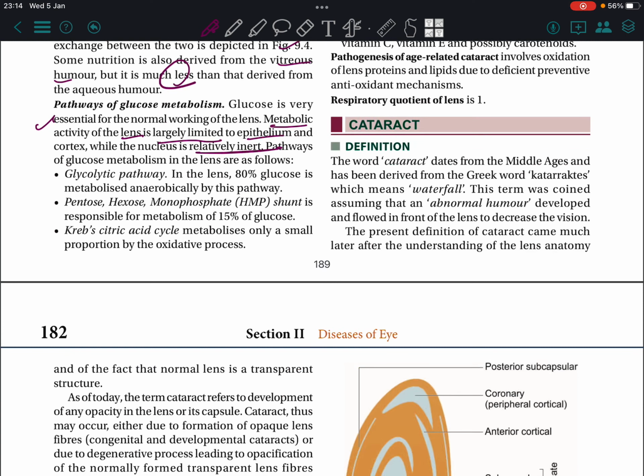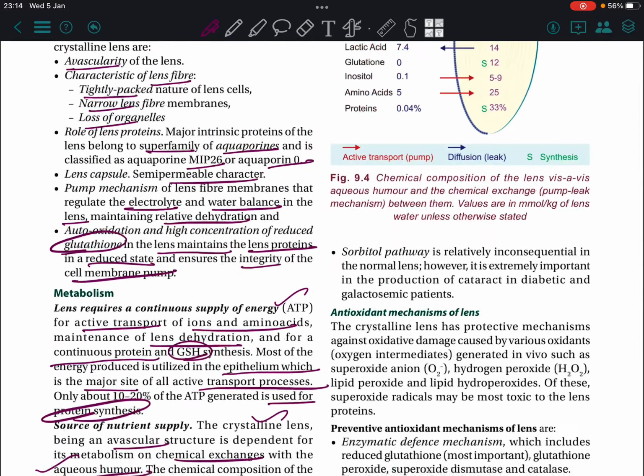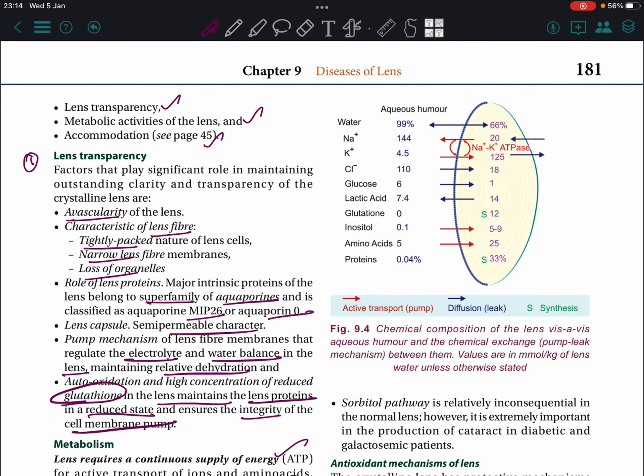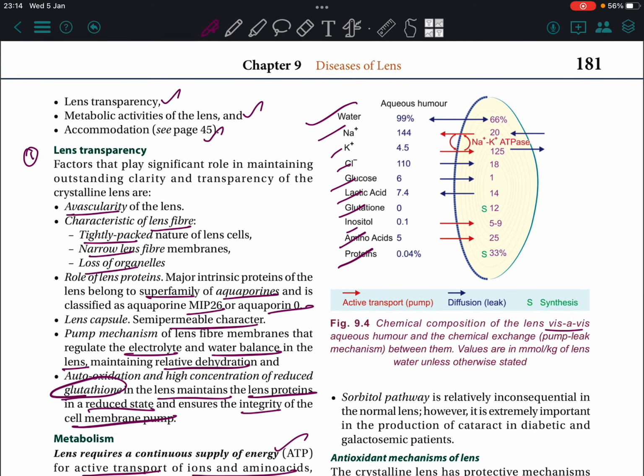Glycolytic pathway. In the lens, 80% of glucose is metabolized anaerobically by this pathway. Hexose monophosphate pathway, HMP shunt, is responsible for metabolism of 15% glucose. Krebs cycle metabolizes only a small proportion by oxidative process. Then let's see chemical exchange of lens vis-a-vis aqueous humor. What happens? Water, sodium, potassium, chlorine, glucose, lactic acid, glutathione, inositol, amino acids, proteins all are exchanged. These are the concentrations.